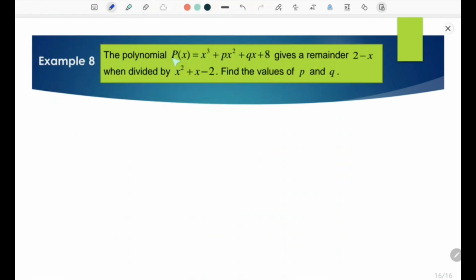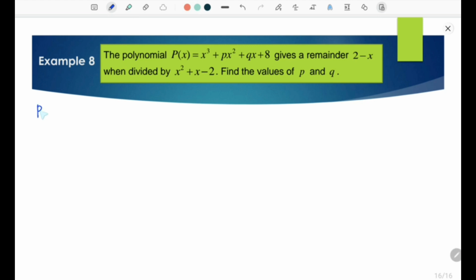Example 8. The polynomial p(x) equal to x cubed plus px squared plus qx plus 8 gives a remainder of 2 minus x when divided by x squared plus x minus 2. Find the values of p and q. In order to find the values of p and q, you need to form at least two equations. First, I will take out the information given.